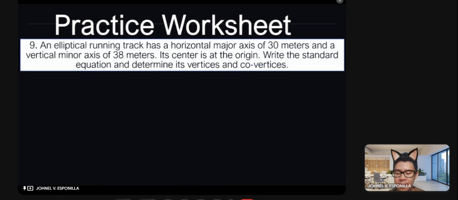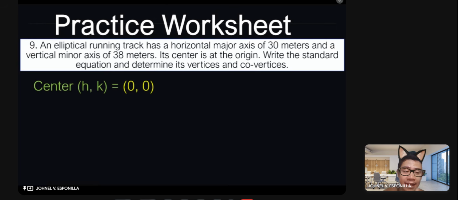An elliptical running track has a horizontal major axis of 30 meters and a vertical minor axis of 38 meters. Its center is at the origin. Write the standard equation and determine its vertices and co-vertices. So, anong meron tayo? Center is at the origin, second statement. So, 0, 0 po ang coordinate ng center. At ano yung orientation? Between 30 and 38, mas malaki sa 38 and sabi dyan vertical.